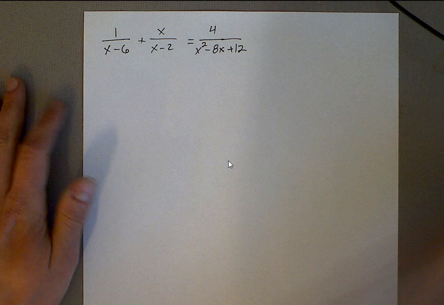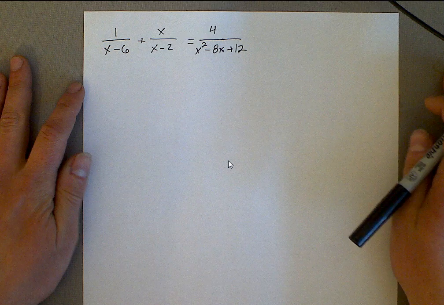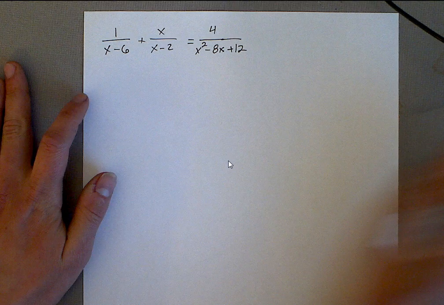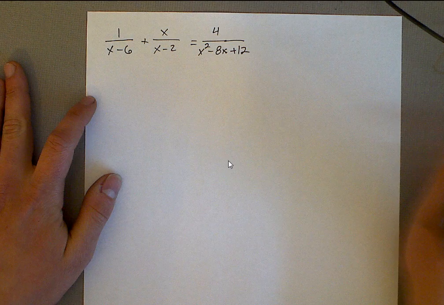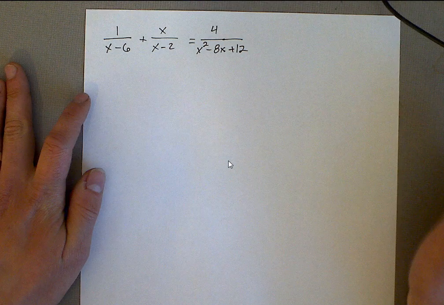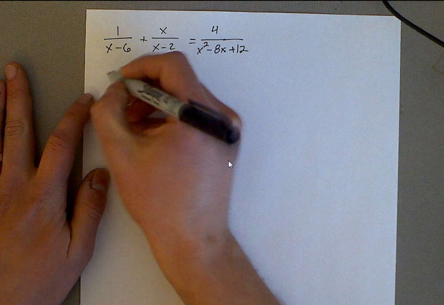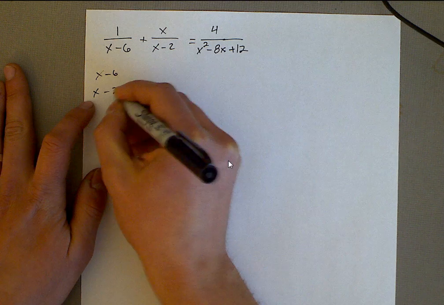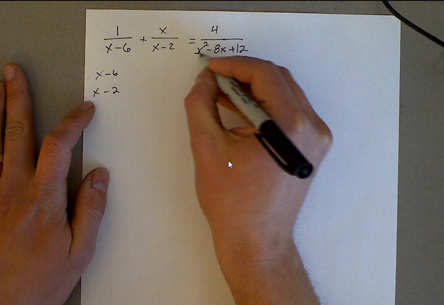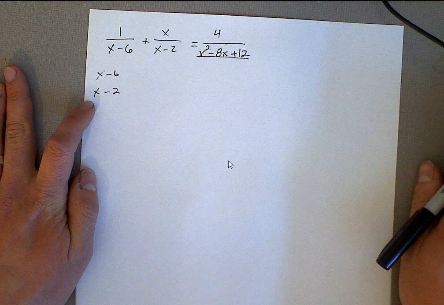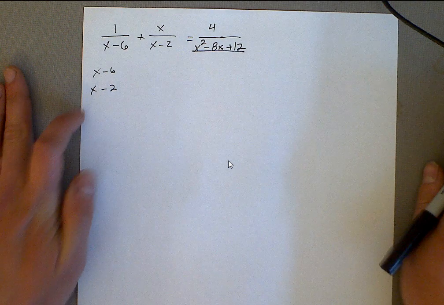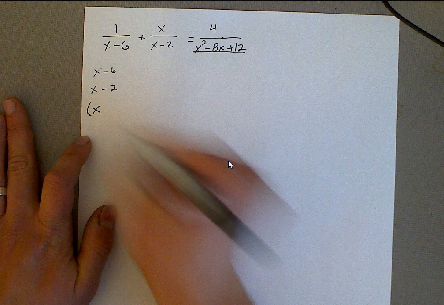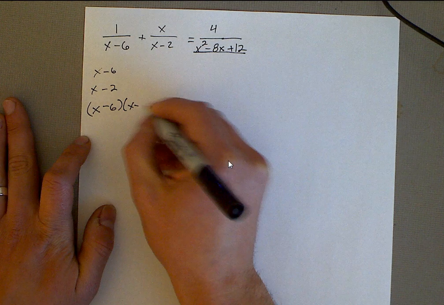Hey everyone, we're gonna learn to solve this rational equation. So let's start by looking at the denominators and finding what the least common denominator of those are. So we'll list the denominators. We have x minus 6, x minus 2, and then we can factor x squared minus 8x plus 12 into x minus 6, x minus 2.